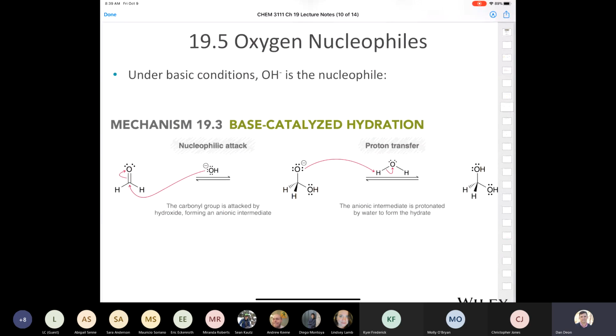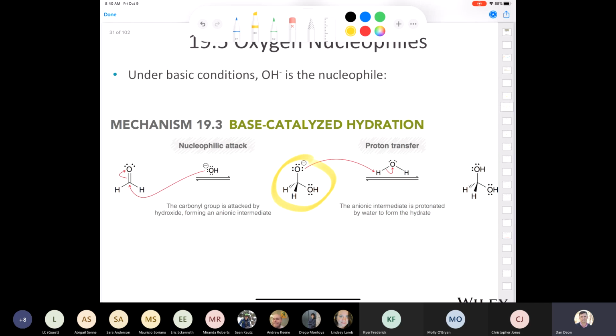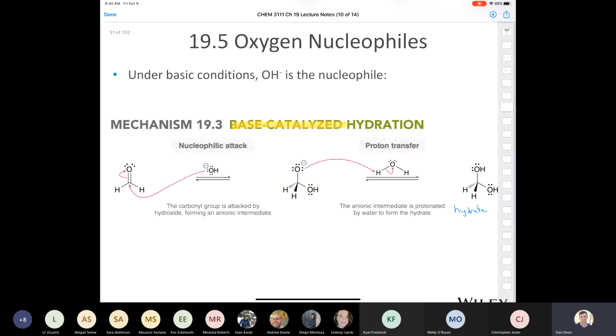Under basic conditions, the hydroxide is going to be the nucleophile. Again, hydroxide, as we've seen many times throughout this class, is a strong nucleophile. Of course, it's going to attack the carbonyl of this aldehyde, formaldehyde. We end up with the negatively charged species right here, and then that undergoes a proton transfer to form our hydrate. To remind you, this is a hydrate. And this is a base catalyzed hydration of an aldehyde.